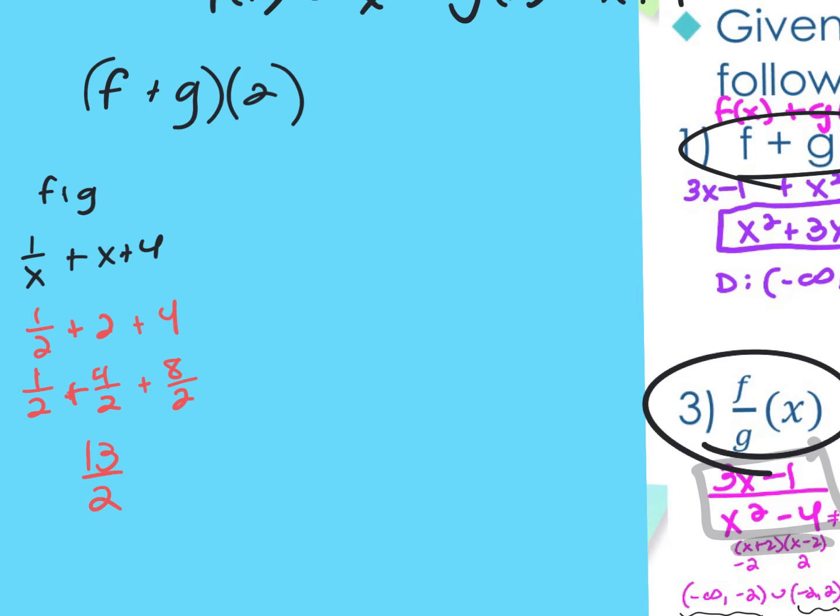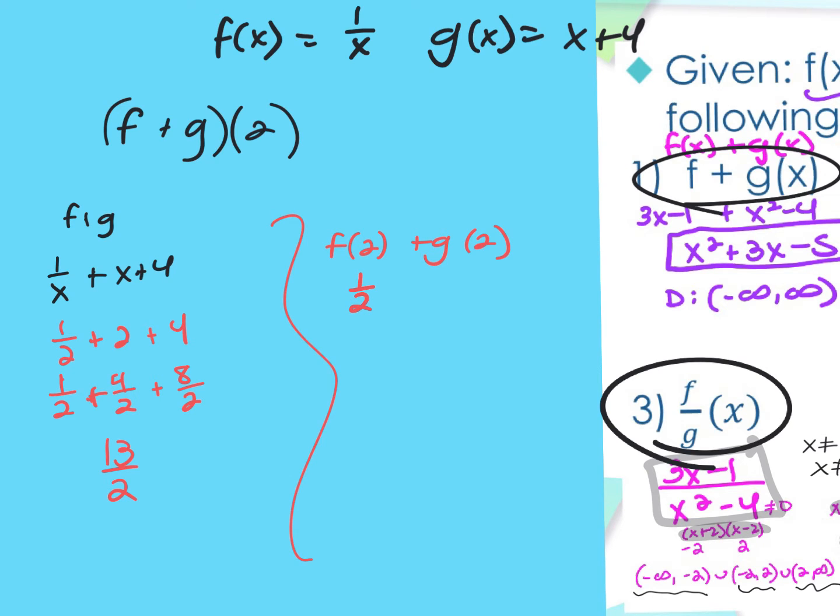So for that one, I added the expressions first and then I plugged the number in. Or I could do f of 2 plus g of 2. So I'd get f, which is 1/2, and g, which is 2 plus 4. I get 1/2 and 6. 1/2 plus 6, which is 12/2 and 13 over 2. So you can choose which way to do it. I would recommend this method. I think this is easier, okay? But in a plus, it's not that big of a difference, okay?